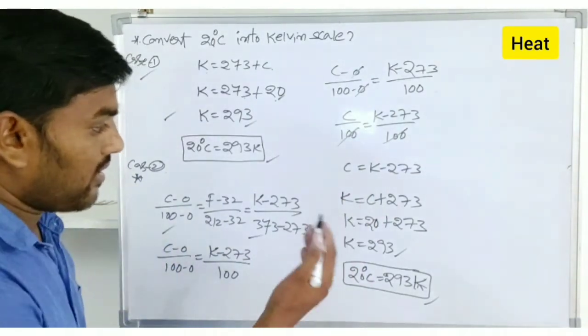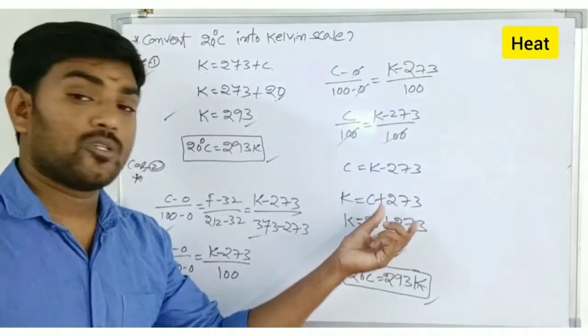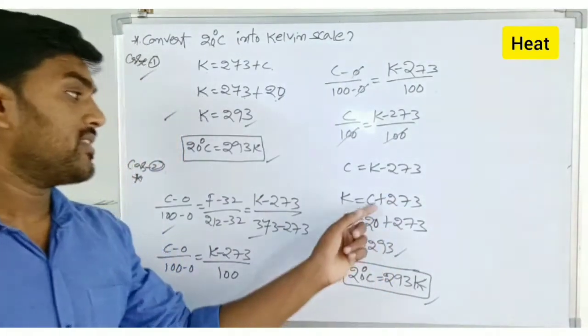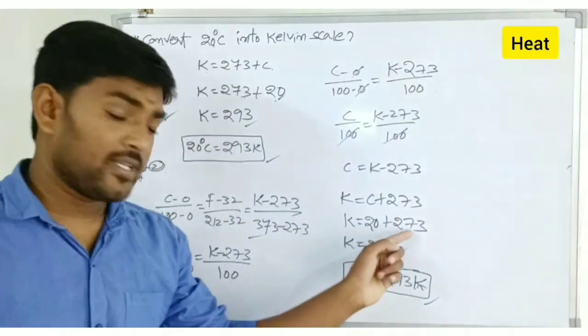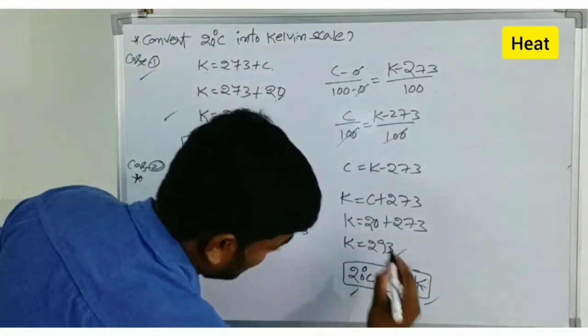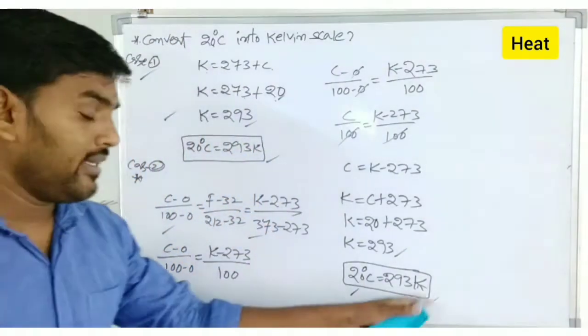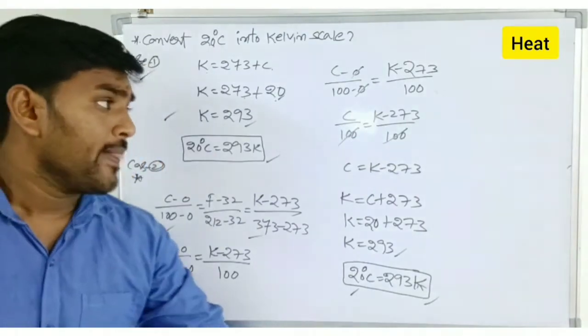So what we need is K, so K is equal to C plus 273. K is equal to C, that means 20, plus 273. So K is equal to 293. So 20 degrees Celsius is converted into the Kelvin scale. The final answer is 293 kelvins.